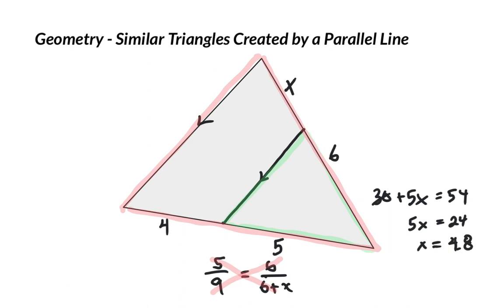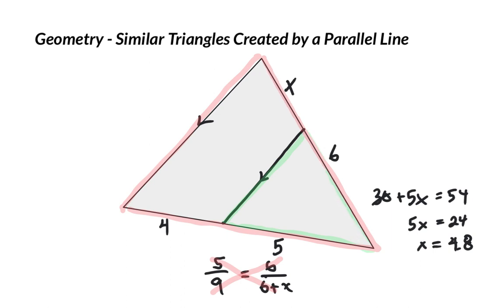Now, one thing I want to point out here is I solved this in a logical way to me. How we've always set this up is the smaller is to the big as the smaller is to the big. But there are other relationships you could do. You could have done 5 over 6 is equal to 9 over 6 plus x. You could have set it up that way.